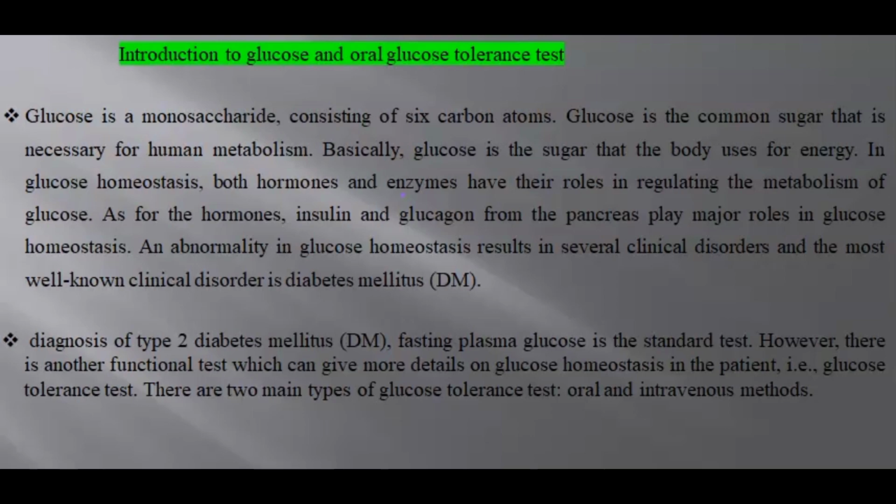And any abnormalities in this glucose homeostasis result in several clinical disorders. And the most well-known that we'll be talking about is diabetes mellitus.